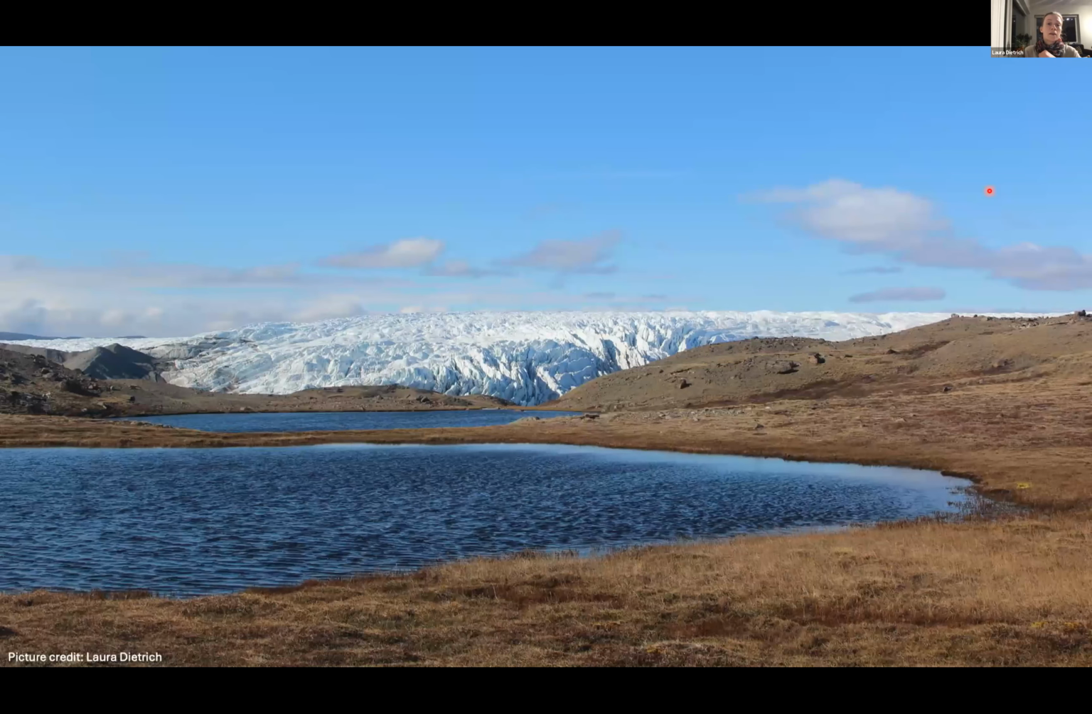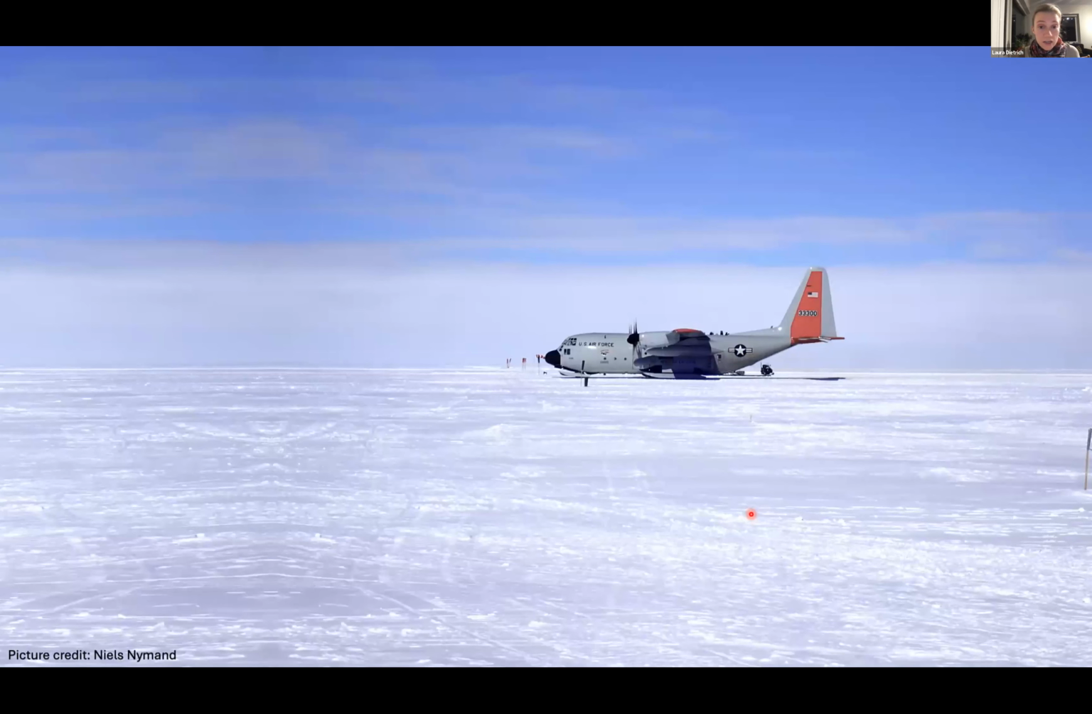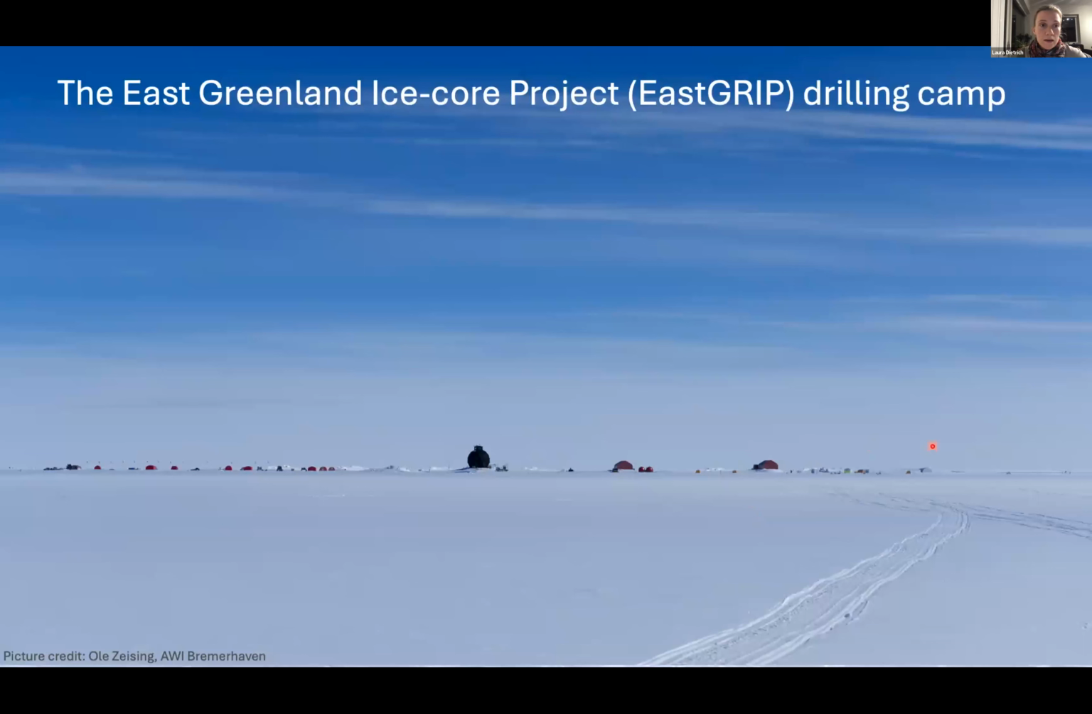Because what did we do? We went to the Greenland Ice Sheet in order to measure how these post-depositional processes at the surface impact the isotopes. And of course, we didn't go to the edge, but we went where ice cores are actually drilled, on top of the Greenland Ice Sheet. More specifically, we were in the drilling camp of the East Greenland Ice Core Project, or EGRIP, as it's called. There, an ice core was drilled until last year.